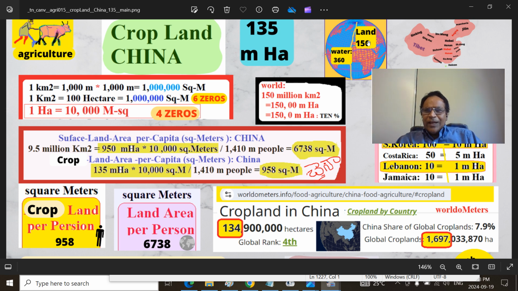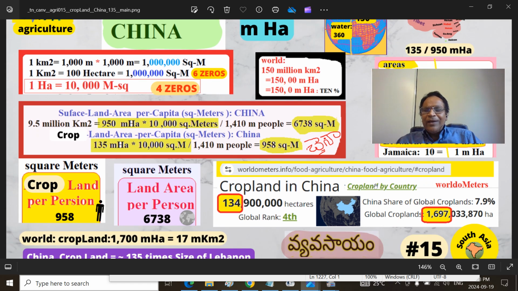That means 1500 million hectares. We added a little bit here, around 1600 or 1700. So a little more than 10% of the surface land will be agriculture, that is cropland, on the planet Earth. That is exactly the size of Russia, the Russian Federation.